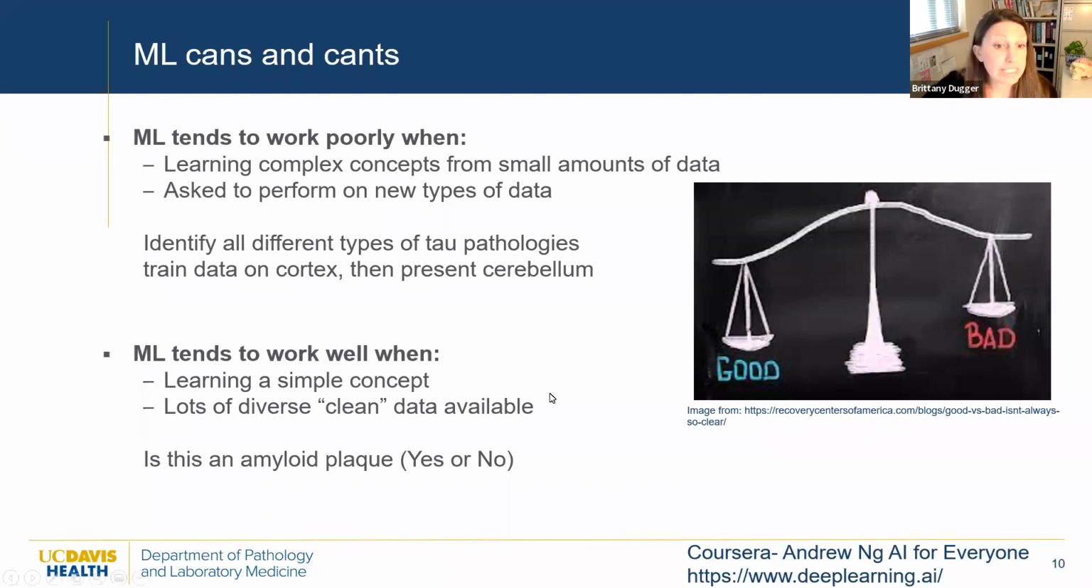Machine learning tends to work well when it's learning a simple concept or a task, and a task I operationalize as something a human can do in 2 to 3 seconds, and when you have a lot of diverse, clean data. I'm going to emphasize in a couple other slides what that means. So, for example, a simple task could be, is this an amyloid plaque? Yes or no? So hopefully that helps if people are trying to delve into this and what it can and can't do.